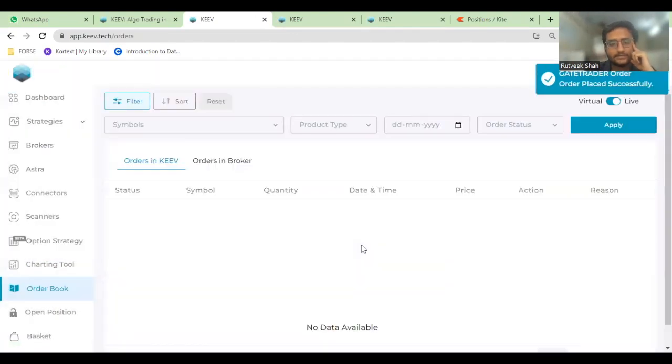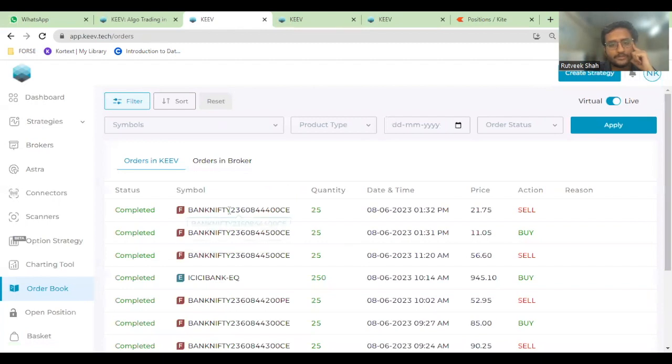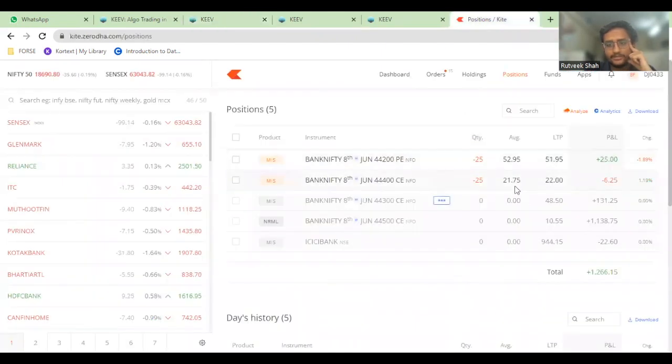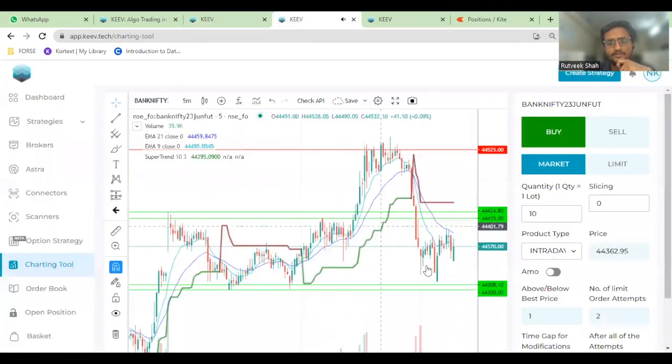So we'll just check our order book once. So we can see from here that we have sold it at 21.75. We will cross check from here. We can verify that it is being sold at 21.75. Now the chart is similar to what we saw at the last one. Now I'll update you in the next part with managing the position if there is any.